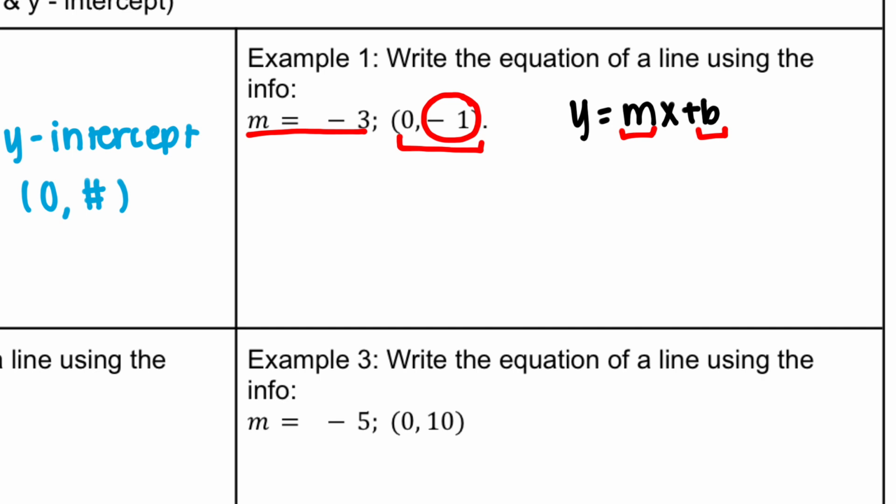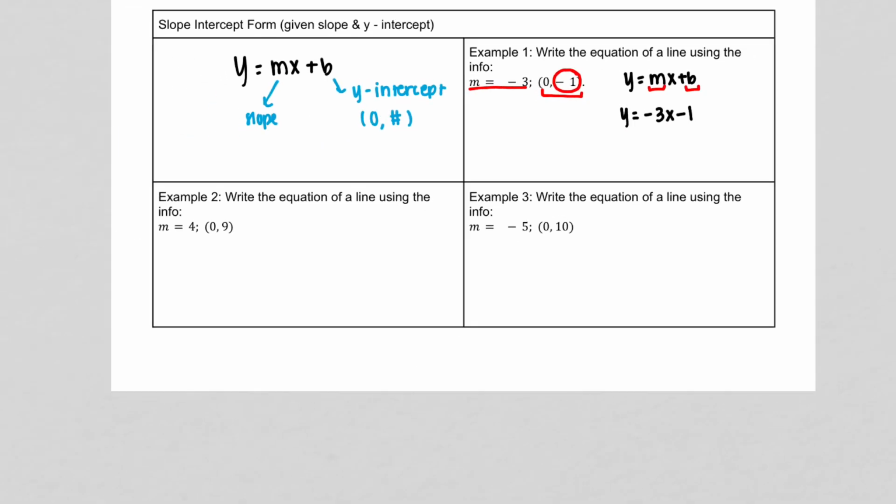So if I wanted to write this, I have y equals my m, negative 3, and then I write the x next to it. And you can write plus negative 1, or you can just put the number and the sign exactly in. So the equation of this line would be y equals negative 3x minus 1. You're going to do the exact same things for example 2 and example 3.